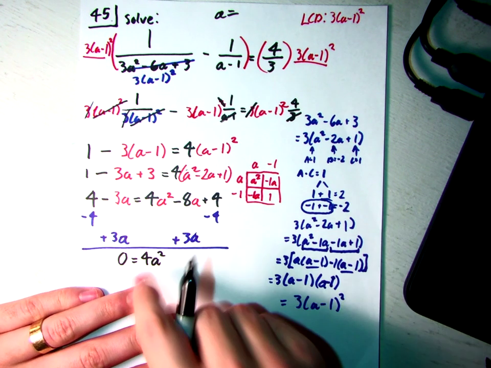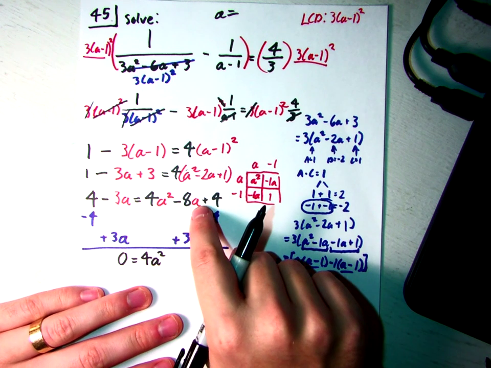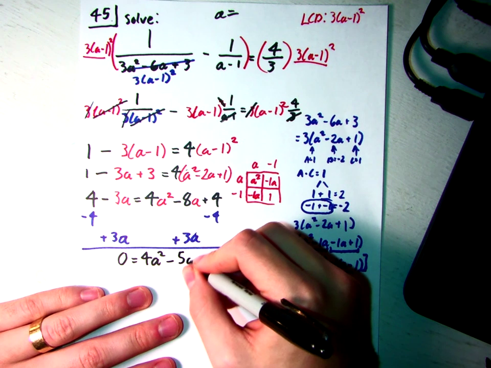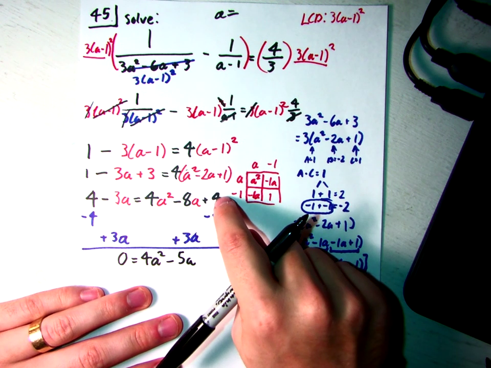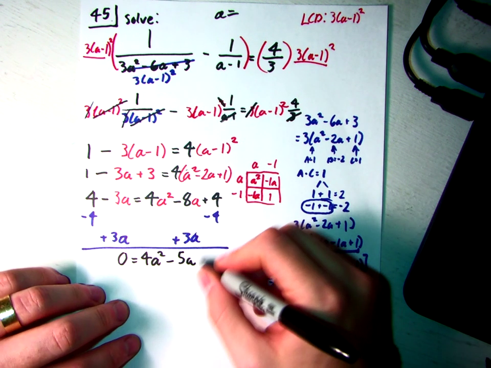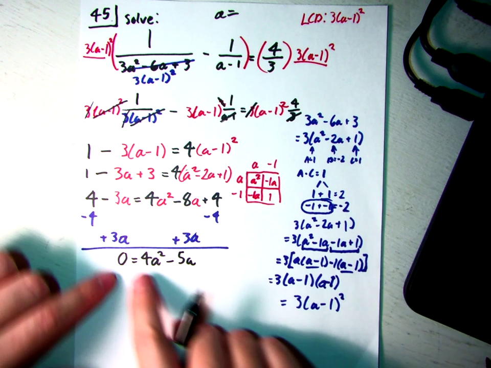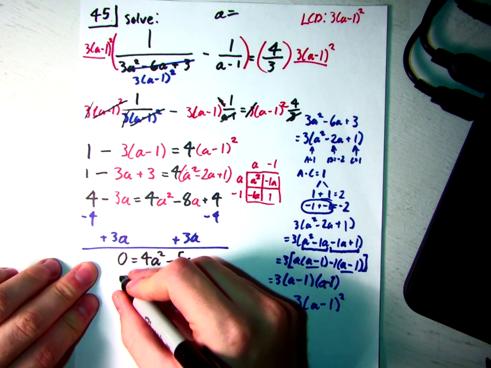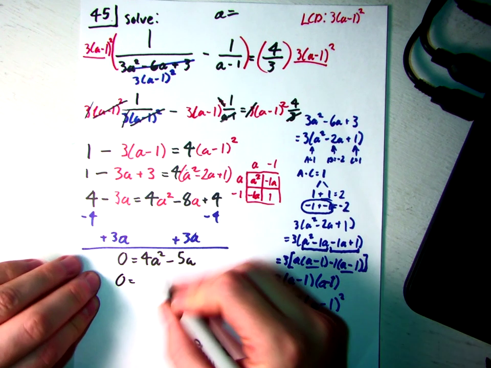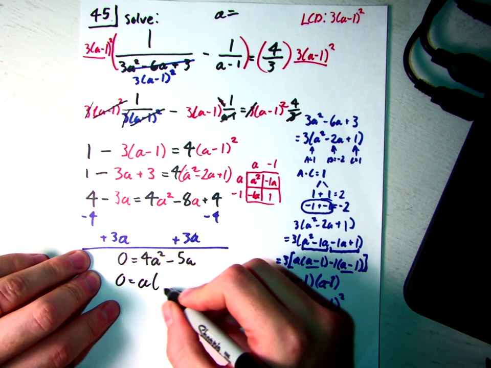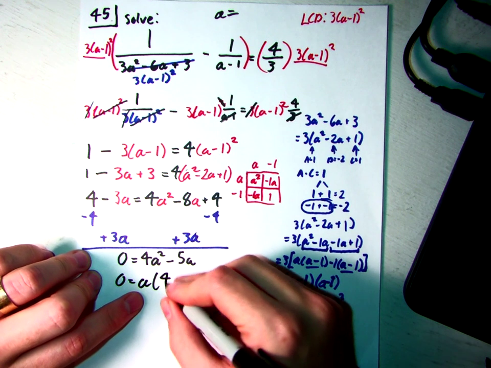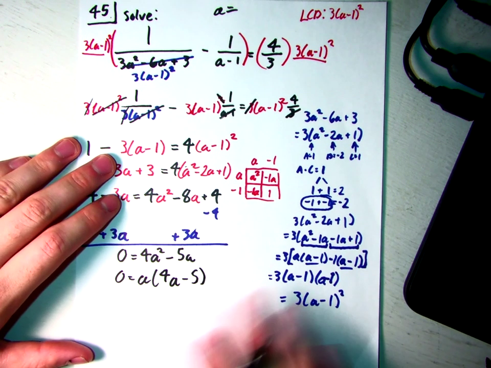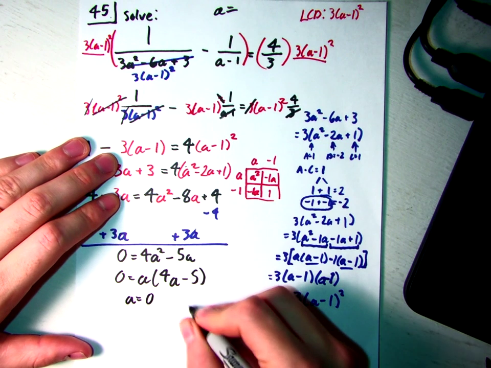But on this side, I've got 4a squared. Now I've got negative 8a plus 3a. Negative 8 plus 3 is negative 5a. And here I've got plus 4 minus 4, which is just 0. So now I've got a polynomial here equal to 0. How can I solve this polynomial equal to 0? Well, you remember from finding zeros, all I got to do is factor the polynomial. I can take out the common factor, which is a, leaving 4a minus 5. And then I can set each of the factors equal to 0.